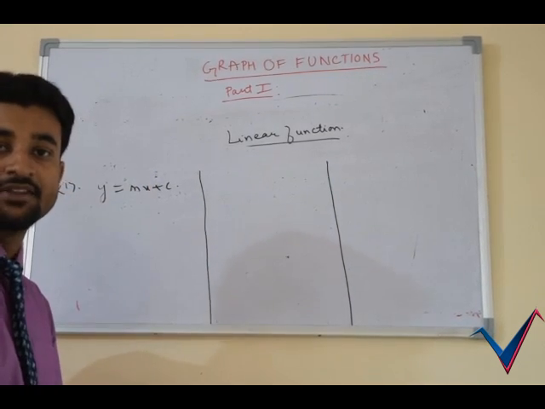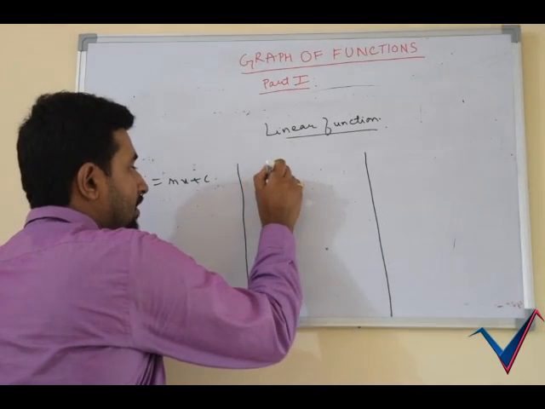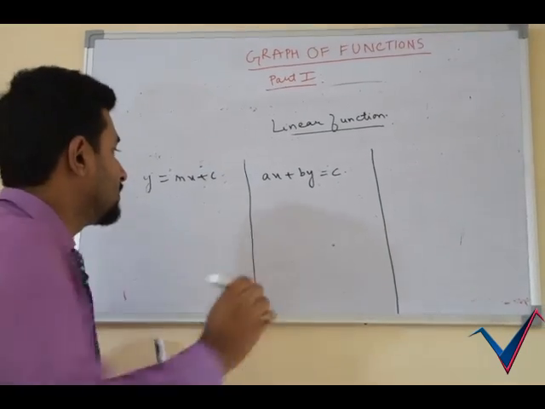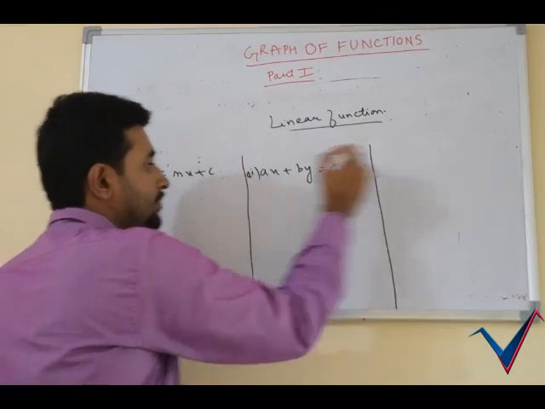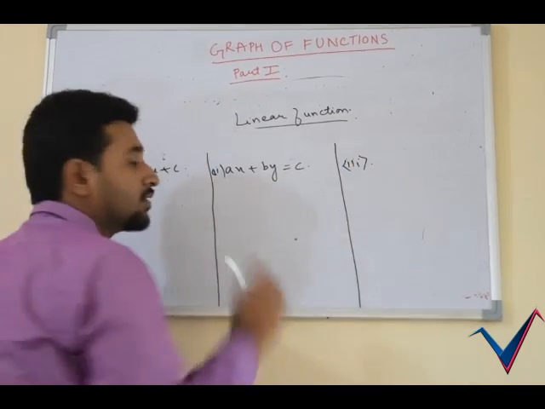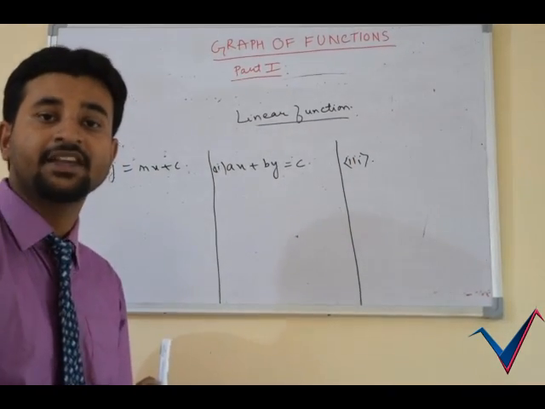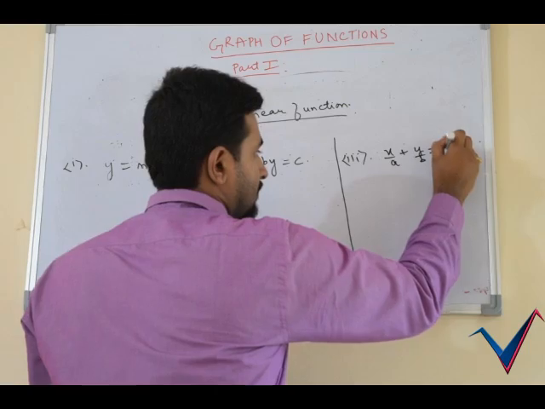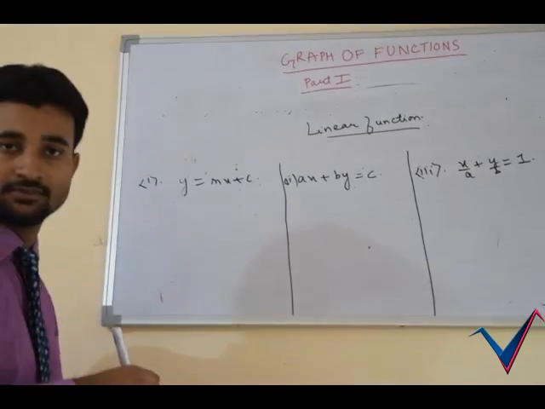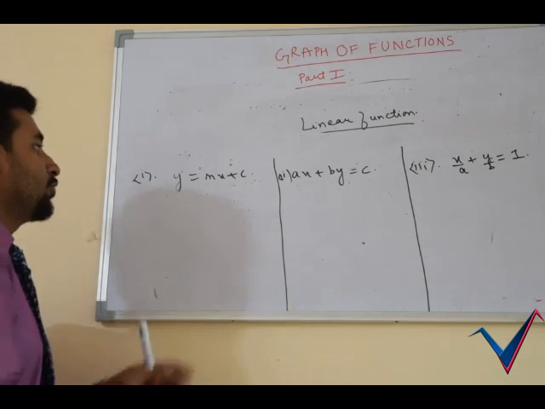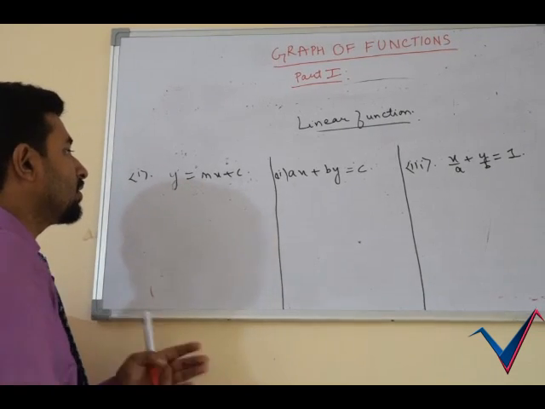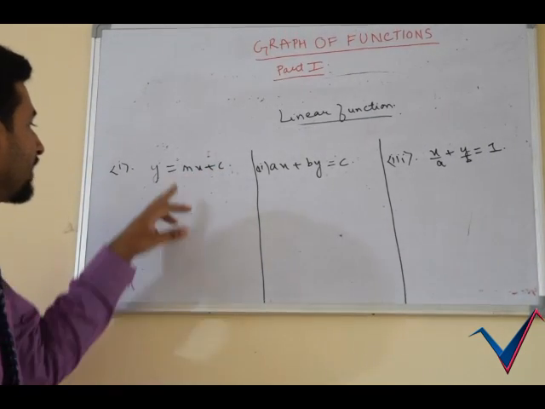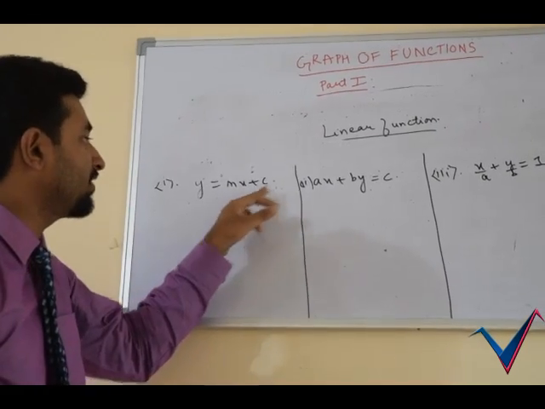Then the second form is ax plus by is equal to c. The third form is x by a plus y by b is equal to 1. So you have 3 different forms here. I know initially the terms may be confusing, what is m and what is c, but we will have a look at it. What do the terms here represent? What is m and what is c, what is a and b here?